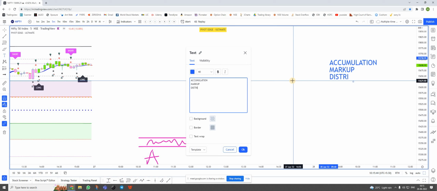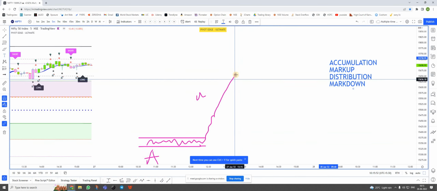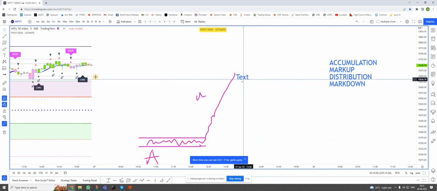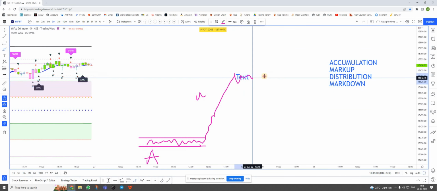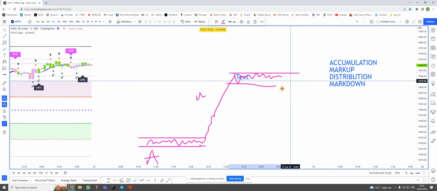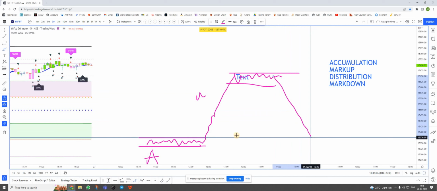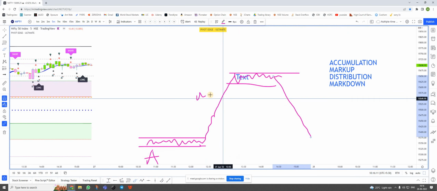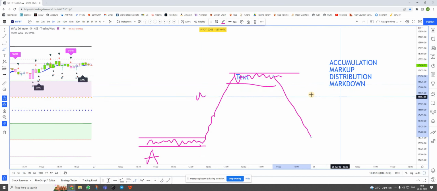Then distribution. Markdown. It will shoot up, and then again here the price may consolidate, it may be distributing there, and again it will start falling down. This is called accumulation, the first phase. The second phase is markup, third is distribution, next is markdown.